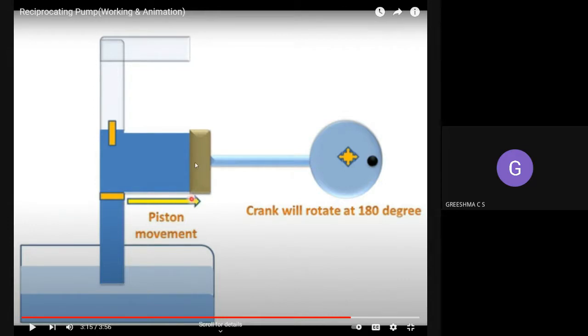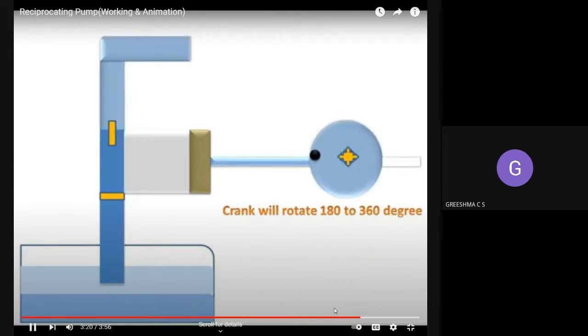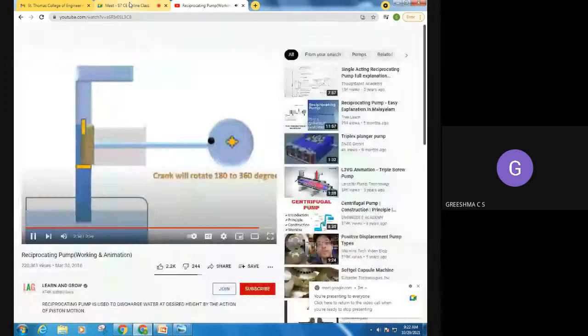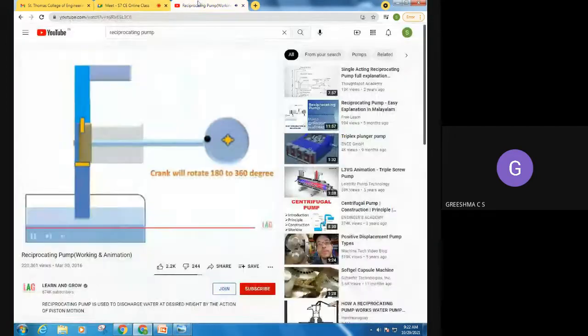So the plunger will force like this. The plunger will move inside, so the water will be forced through the delivery pipe. See, the plunger will be moving, so the water will be forced to the delivery pipe. Okay, so this is how a reciprocating pump is working.